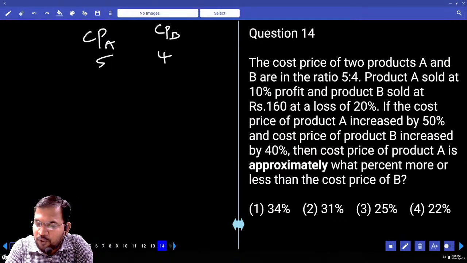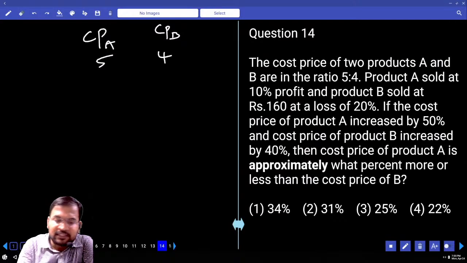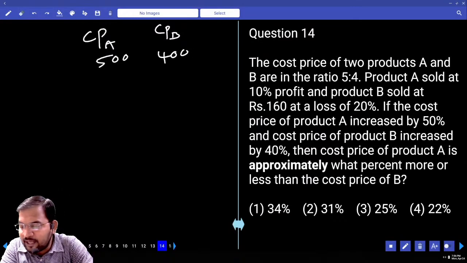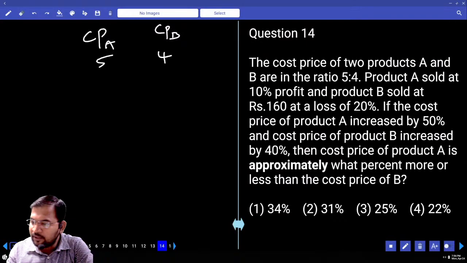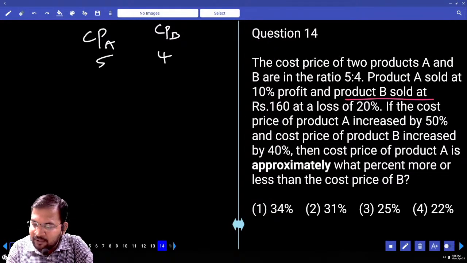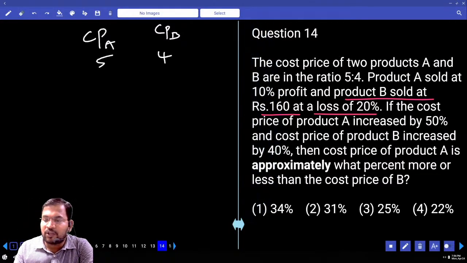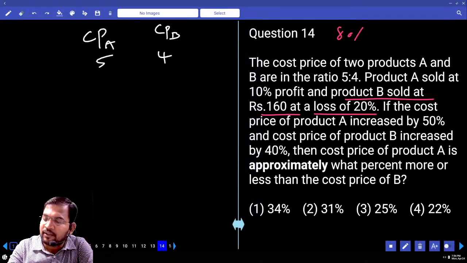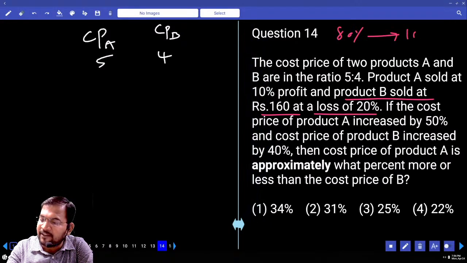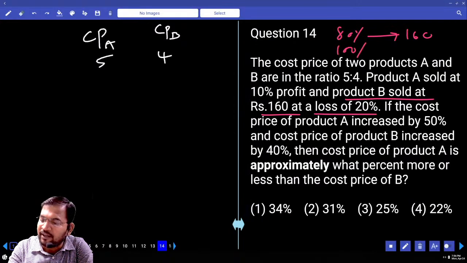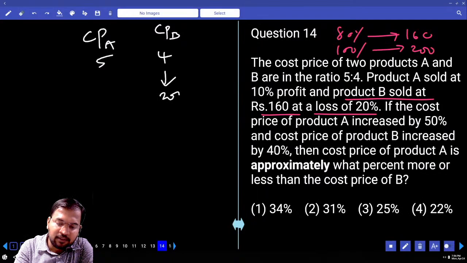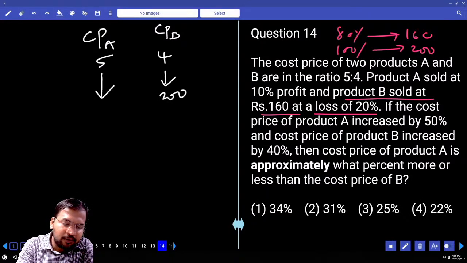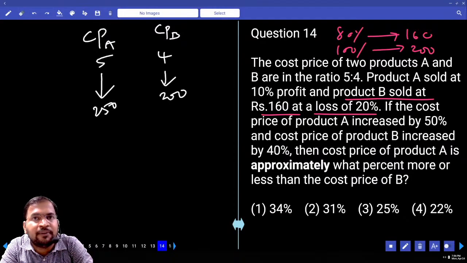Now product A is sold at 10% profit. Simply here I am going to take 500 to 400, no problem at all. Otherwise, about B they have given. Product B is sold at 160. Loss is 20%. Loss is nothing but 80% is nothing but 160. Then 100% is nothing but 200. Then 4 parts is 200, then 5 parts is 250. Are you clear?